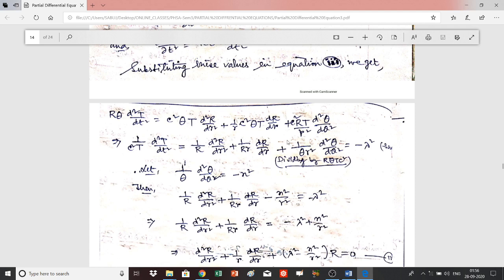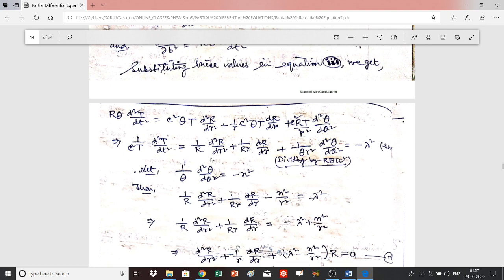Now just divide both sides by R Theta T into c square. That will give you 1 by c square T d2T by dt square, dividing this equation by R Theta T c square. So that will give you 1 by c square T d2T by dt square is 1 by R d2R by dr square plus 1 by R dR by dr plus 1 by R square Theta d2Theta by d theta square. And we know that all these terms should be constants, so that is equal to minus lambda square.